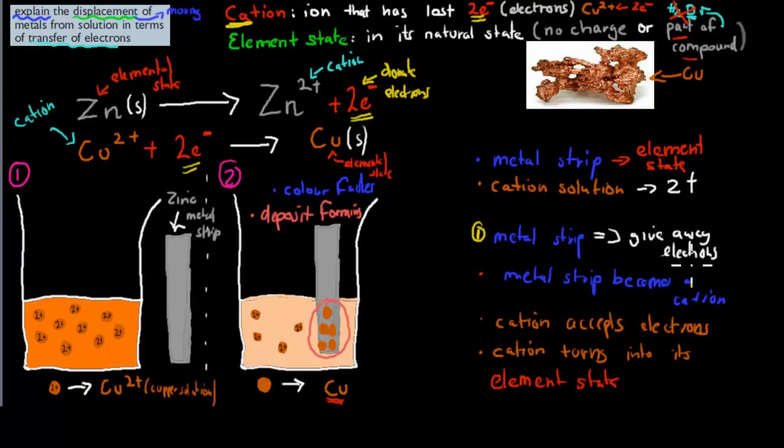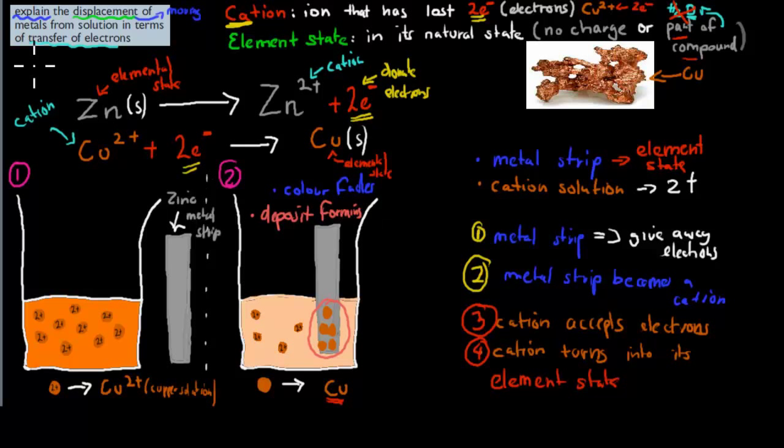First, we need to have a metal strip that can give away electrons. That metal strip then becomes a cation. The reason it becomes a cation is because it gives its electrons to the cation in the solution. And then that cation becomes the elemental state. So it's kind of a swapping of roles. And this metal is now visible. In the case of copper, it would look a bit like this.